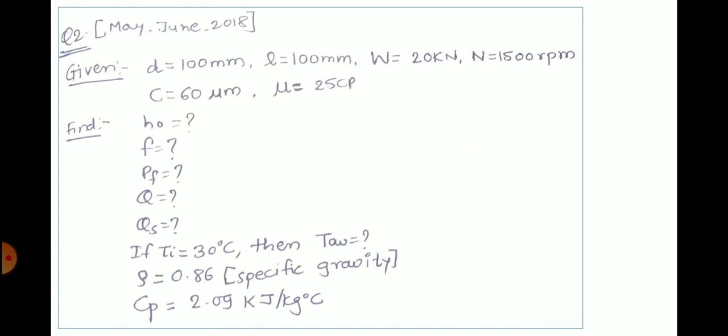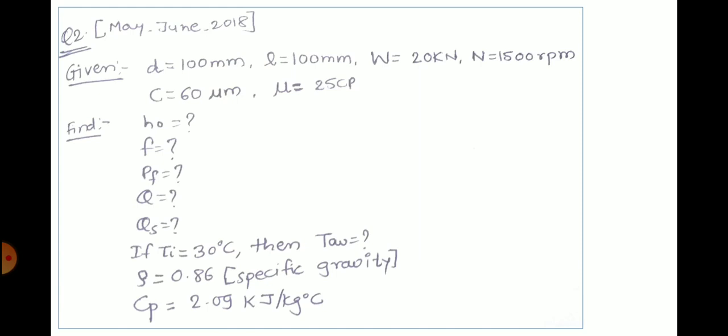So first of all, whatever problem is there, we'll write down given data. What is your given data? D is equal to 100 mm, that is journal diameter. Length is equal to 100 mm. W radial load is equal to 20 kilonewton. RPM journal speed capital N is equal to 1500 rpm. C is equal to 60 micron and mu is equal to 25 centipoise.